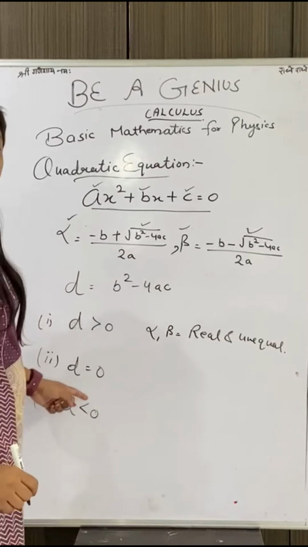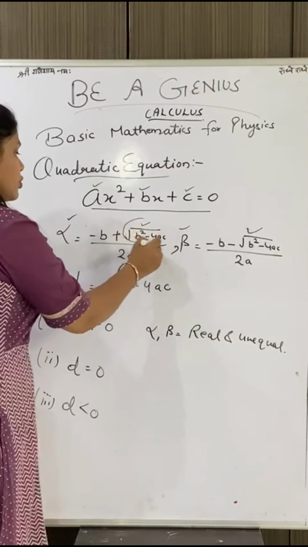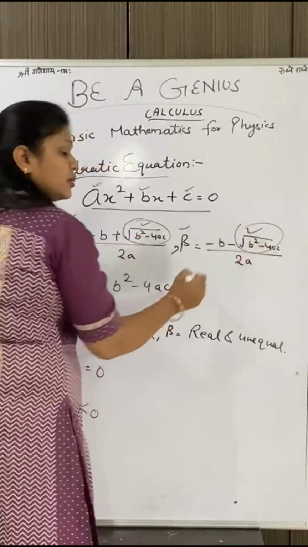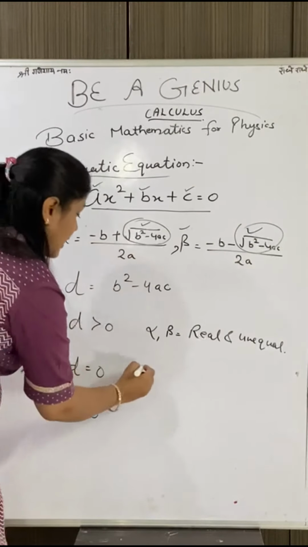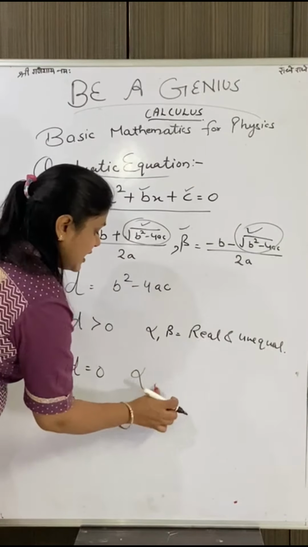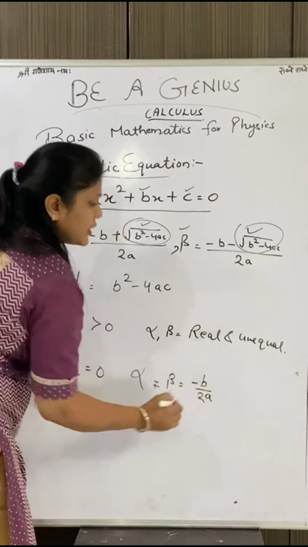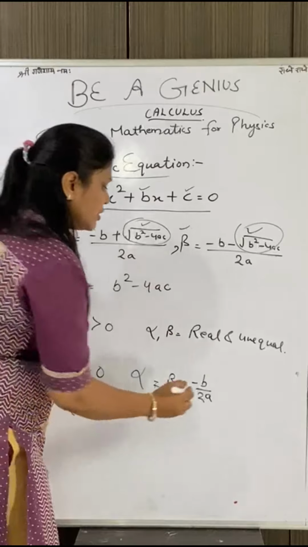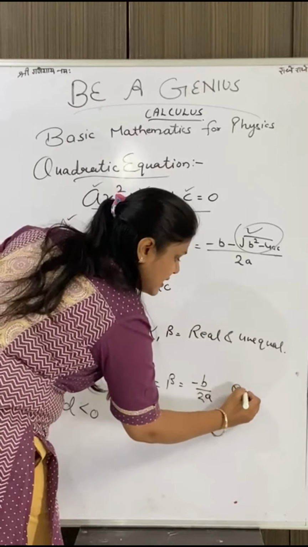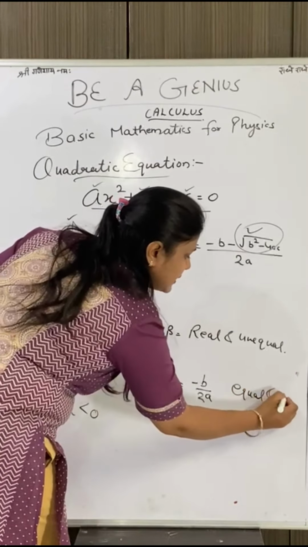When D equals 0, that means this under root factor is equal to 0. That means our roots alpha equals beta equals minus b upon 2a. Because this factor is 0, we can say our roots are equal and real.